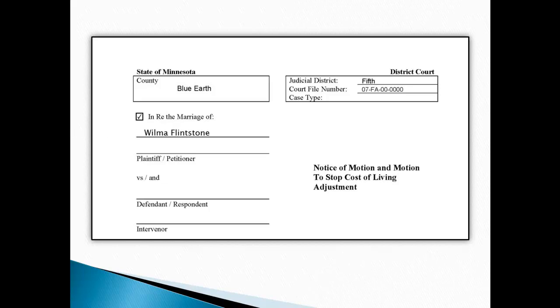The petitioner in this case is Wilma Flintstone. Since the last time they were in court, she has remarried and is now known as Wilma Rebel. If your name or the other party's name is changed, it is fine to write NKA, which stands for Now Known As, to indicate what their new name is. The respondent and the person filing this motion to stop COLA is Fred Flintstone. Be sure to review the copy of your court order to see if there are any additional parties that intervened in your case. The county attorney may or may not have intervened on behalf of the county.